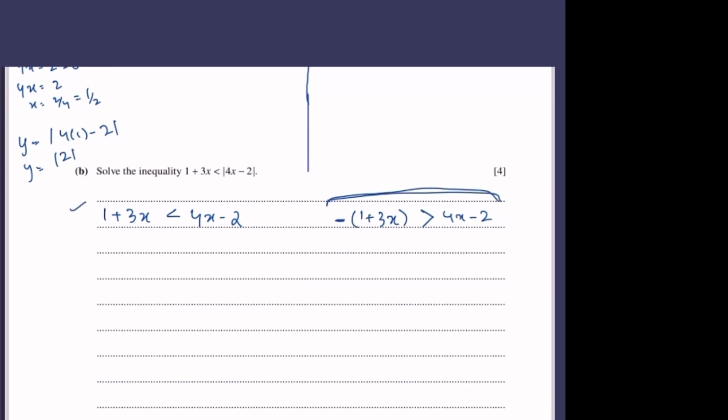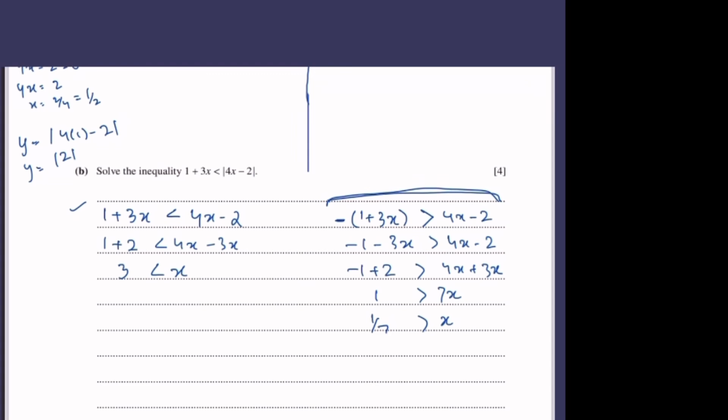So let's start with this one first. It will be 1 plus 2 is less than 4x minus 3x. So 3 is less than x. Now on to this one. Minus 1 minus 3x is greater than 4x minus 2. So minus 1 plus 2 is greater than 4x plus 3x. So 1 is greater than 7x, sorry. And then 1 upon 7 is greater than x.